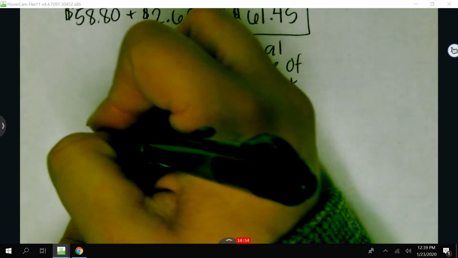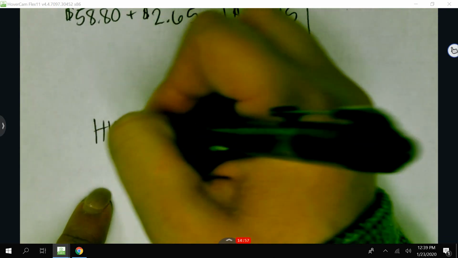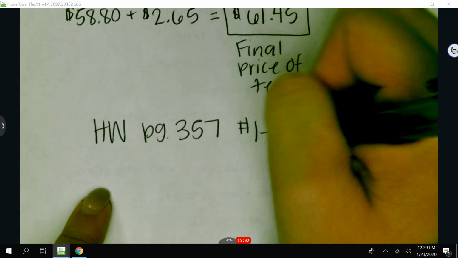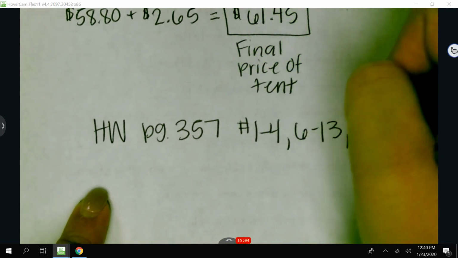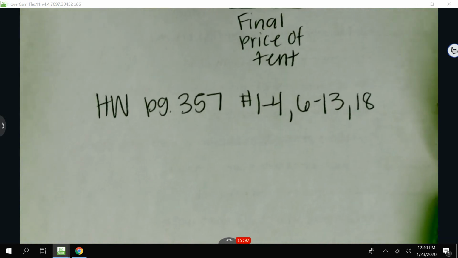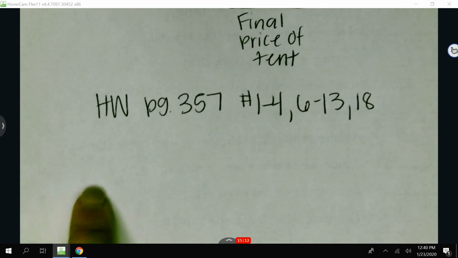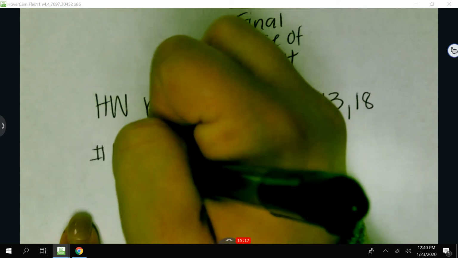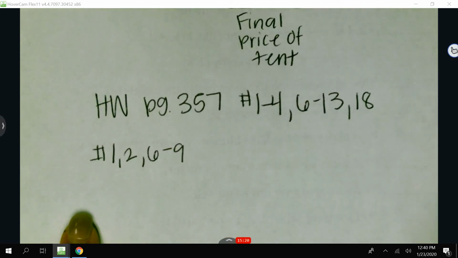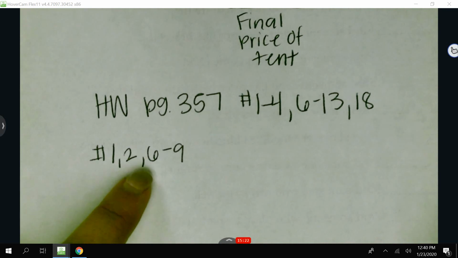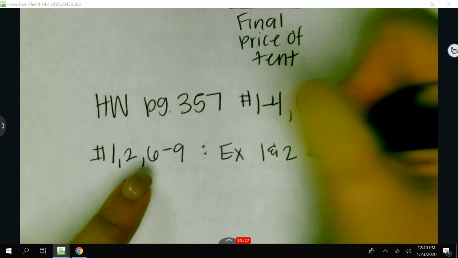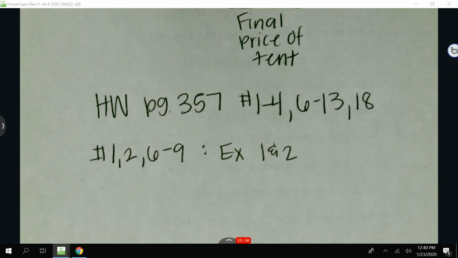Alright, your homework is page 357, numbers 1 through 4, 6 through 13, and number 18. I'm going to break it down for you in case you want to know what to do for each problem, which you should be able to read it and figure it out. But numbers 1, 2, and then 6 through 9, so that means number 1, 2, 6, 7, 8, 9. Those are going to be exactly like example 1 and 2. So those are just discount, so you're just having to multiply and then subtract.